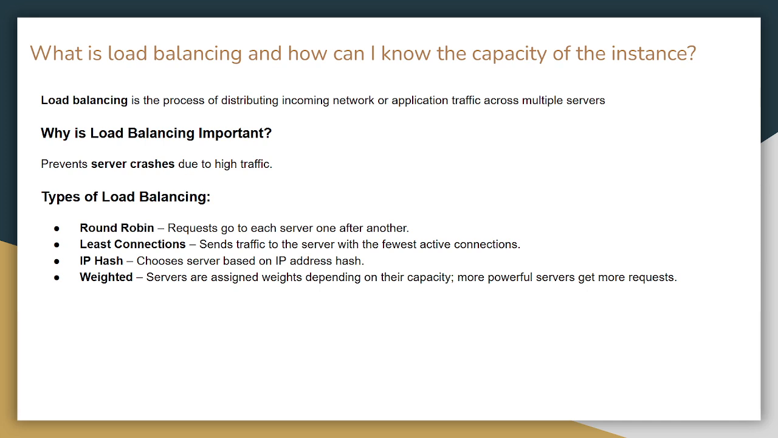Now the types of load balancing are, let's say, round robin, where requests go to each server one after another. Least connections sends traffic to the server with the fewest active connections. IP hash chooses the server based on IP address or hash. And weighted, where servers are assigned weights depending on capacity, so more powerful servers get more requests. Some common load balancers are AWS ELB or Elastic Load Balancer, Azure Load Balancer, and GCP Load Balancing.